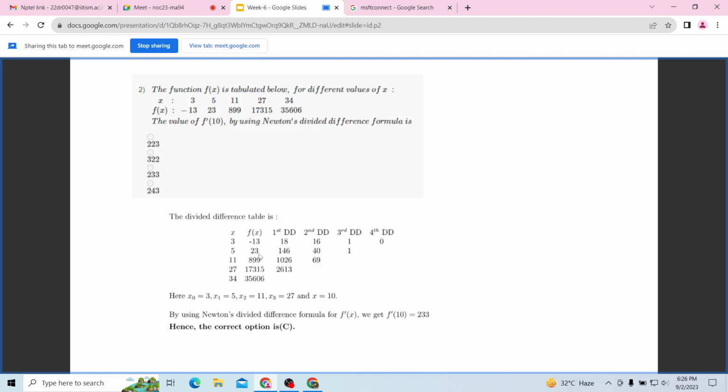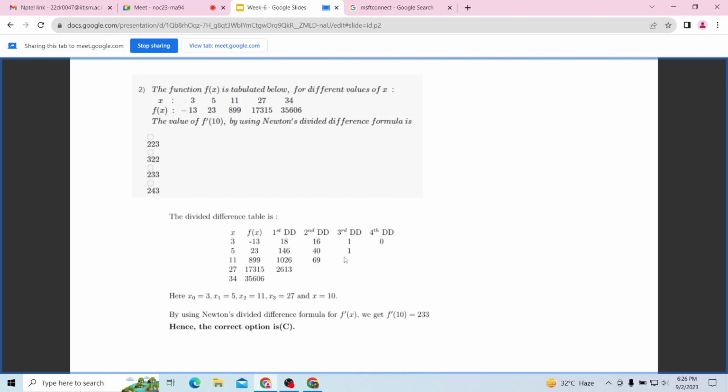Okay. So next, for 146 you will subtract 23 from 899 and divide it by 11 minus 5. That will give you 146. Okay. In a similar manner you will get the first divided difference column. Then for the second divided difference column, for calculating this 16, how will we get it? Just subtract 18 from 146 and divide it by, this corresponds to 3 and 11, so 11 minus 3. Okay, so it will give you 16.